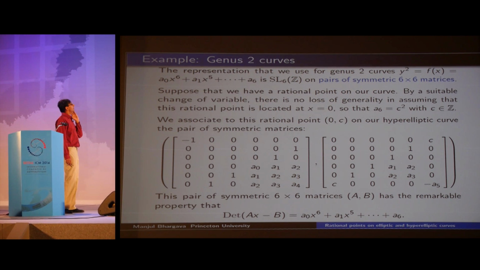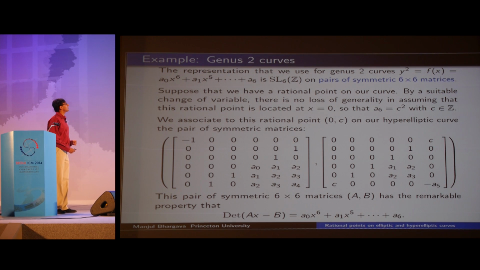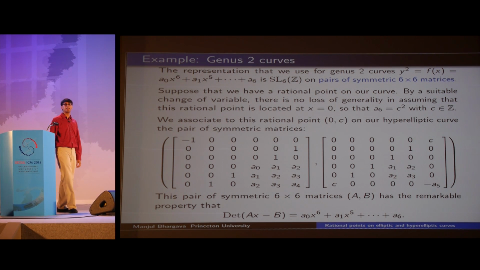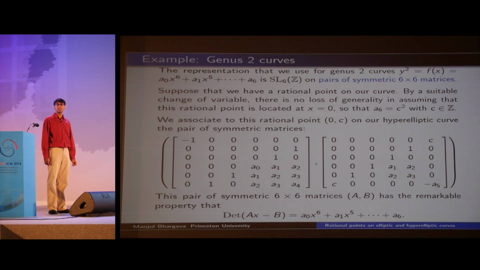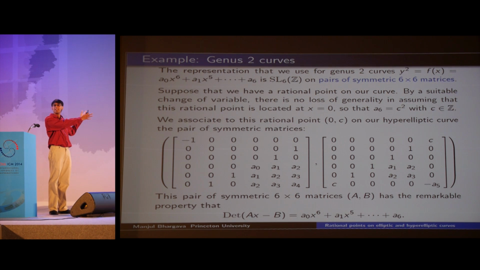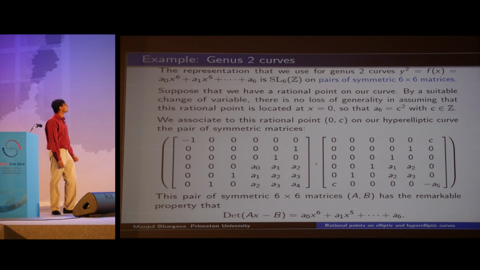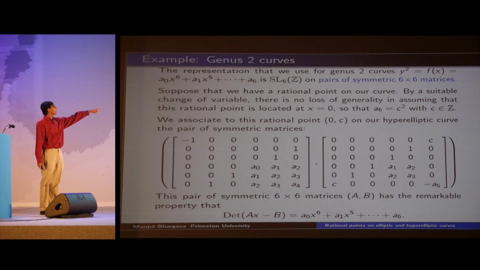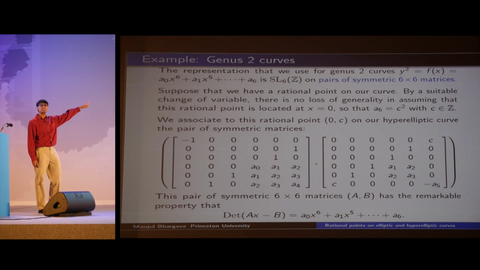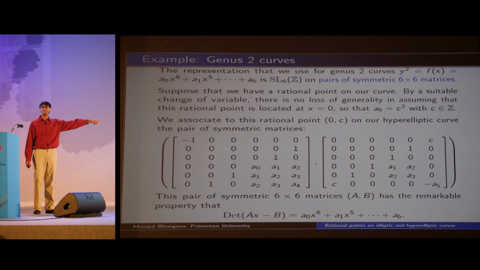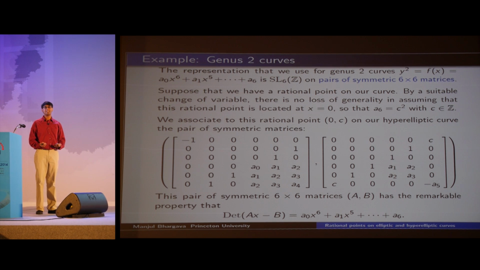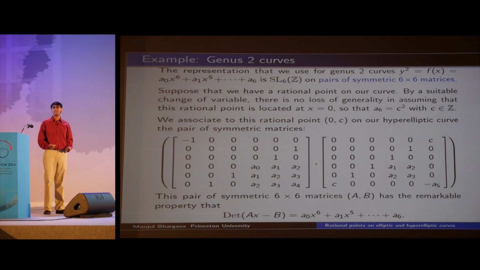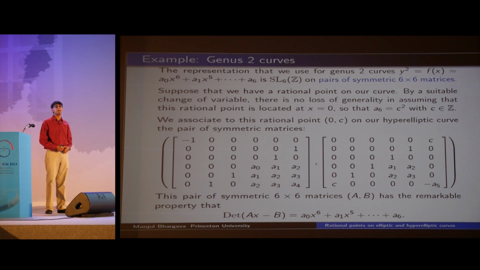On the other hand, what we show by geometry of numbers arguments is that most polynomials f of x don't have a corresponding pair of matrices A and B such that the determinant of Ax minus B is f of x. So most polynomials don't have any such A and B. On the other hand, when the polynomial does take a square value, here's an explicit pair of matrices that does give your polynomial. Those two facts together say that most polynomials cannot take a square value. Most hyperelliptic curves cannot have rational points.